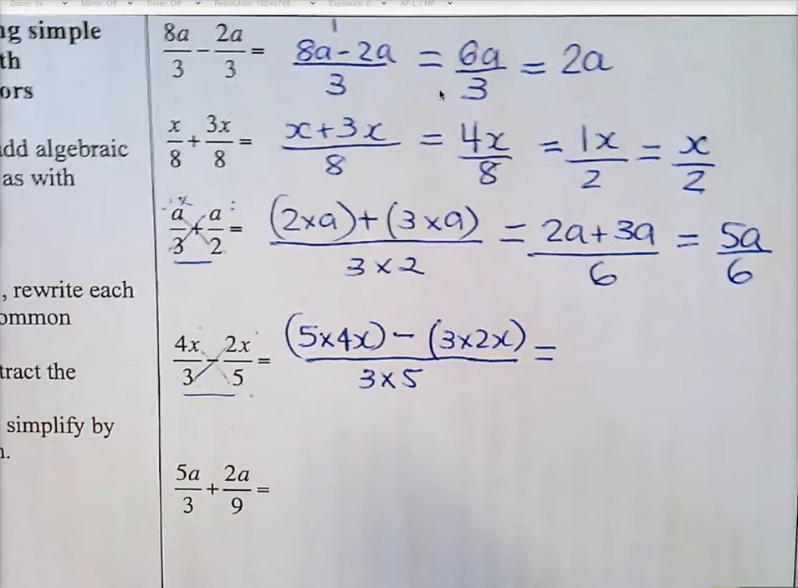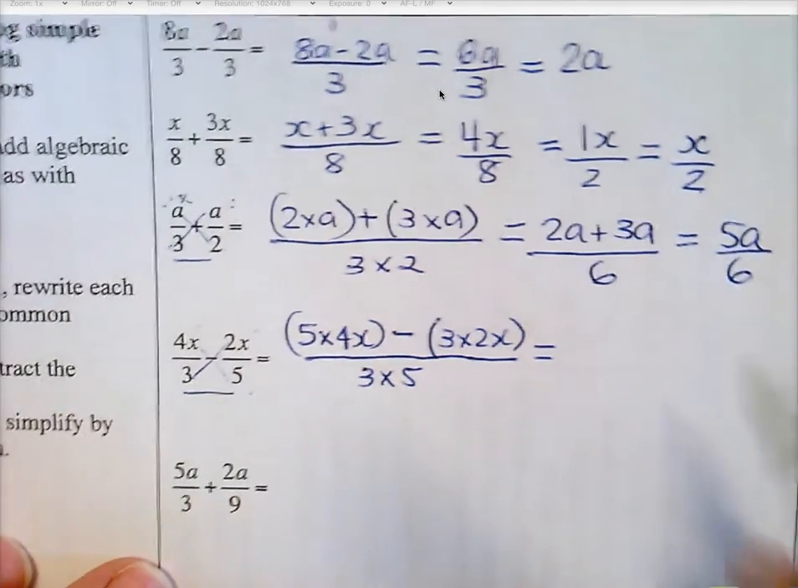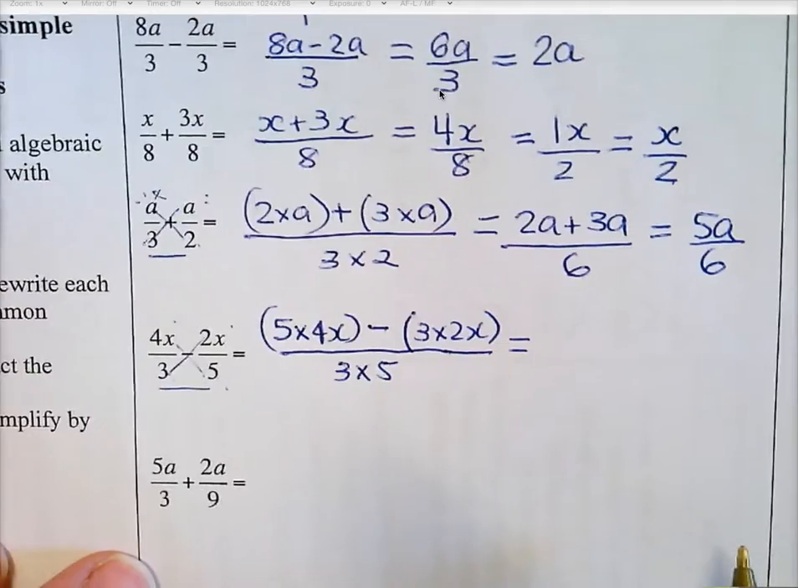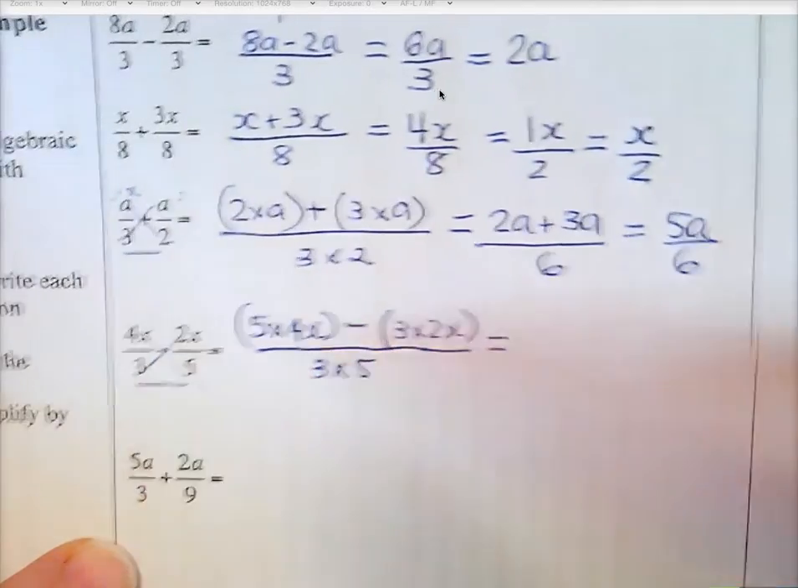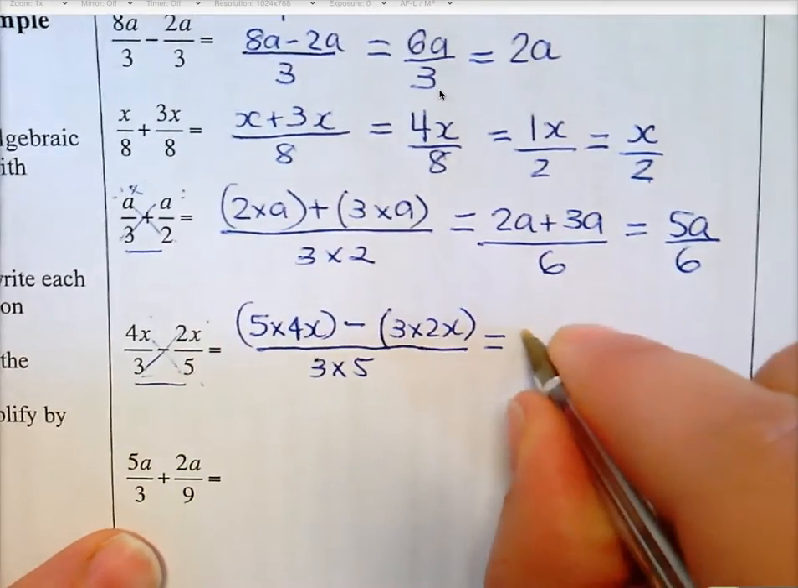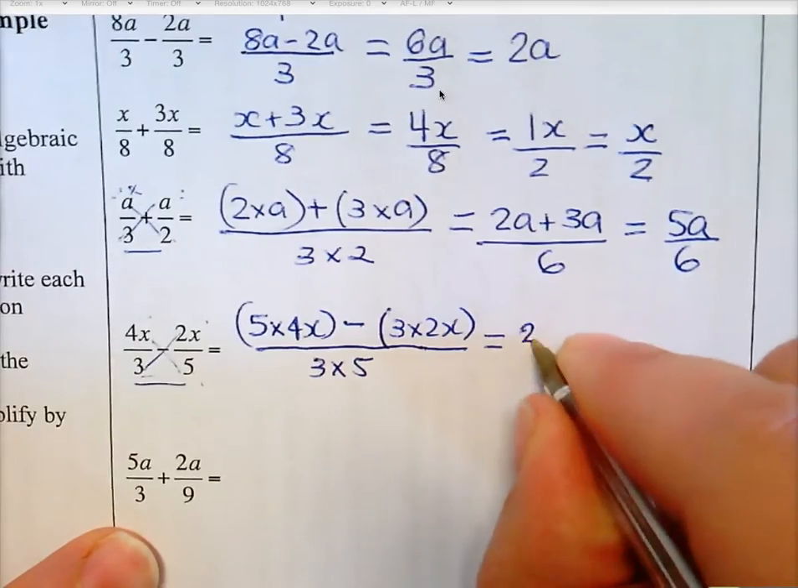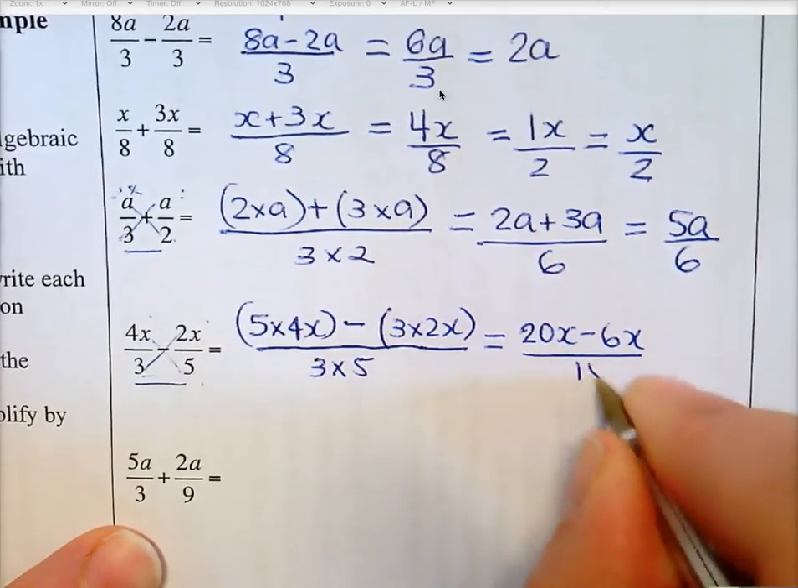This is only for adding and subtracting, not for multiplying or dividing. Multiplying and dividing, we know the rules. Multiply the tops, multiply the bottoms. When dividing, change the divide to a times and flip. With this, you've got to make common denominators for adding and subtracting fractions. Okay, so that times that times that, and the denominators, 3 times 5 is 15. What do you get, girls? What's 5 times 4x? 20x minus 6x over 15.